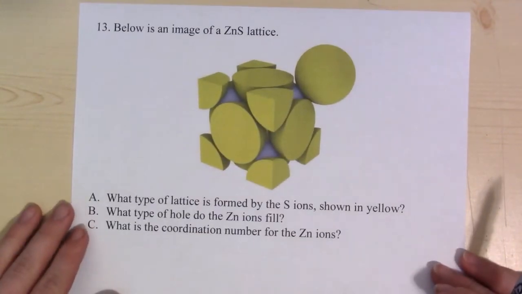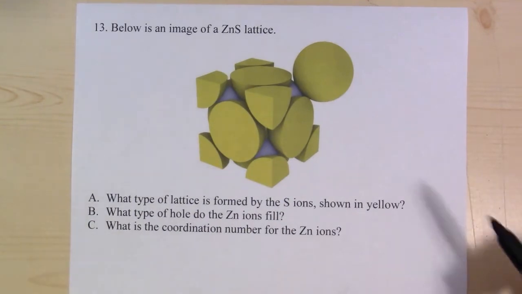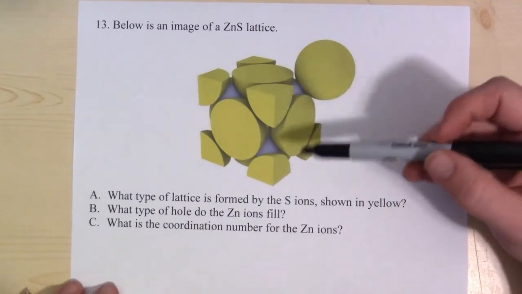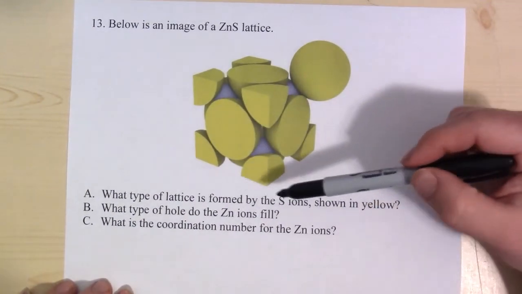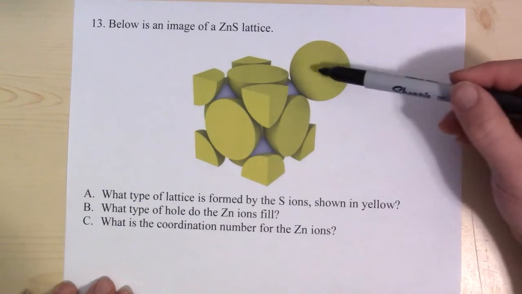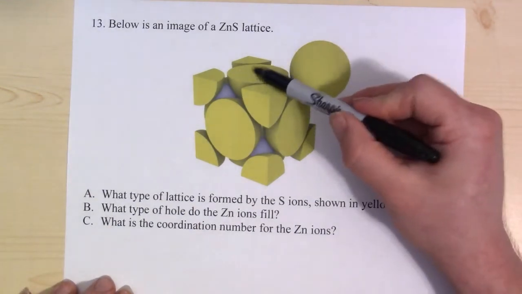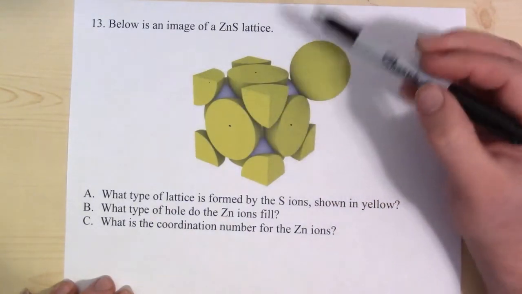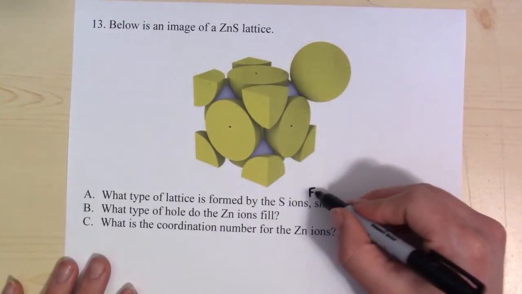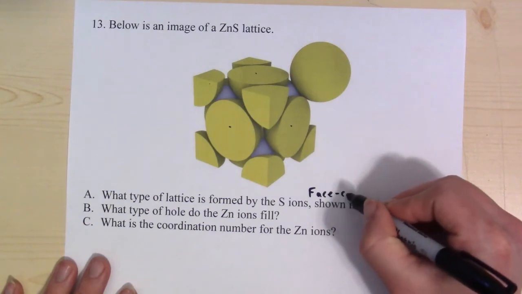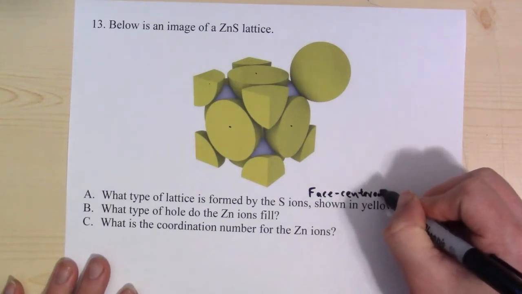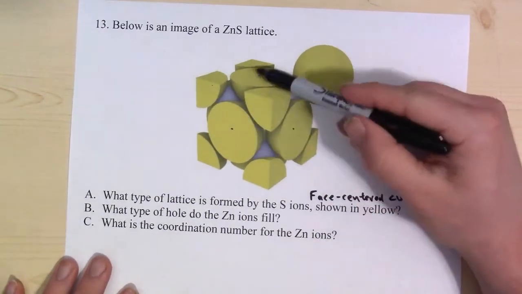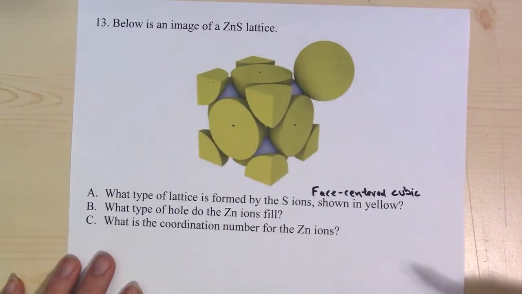If we look at number 13, now is the image of the zinc sulfide lattice. So same questions. What type of lattice is formed by the sulfur ions, shown in yellow? So here we see that we have a sulfur on each face as well as in each corner. That, as we know, is the face-centered cubic. There's an ion on each face, so therefore it's the face-centered cubic.